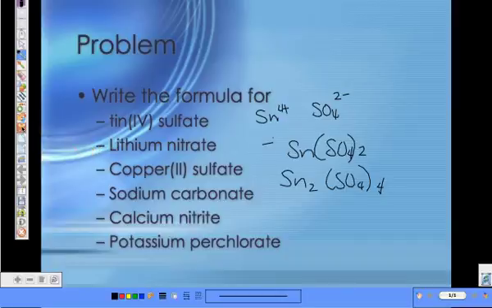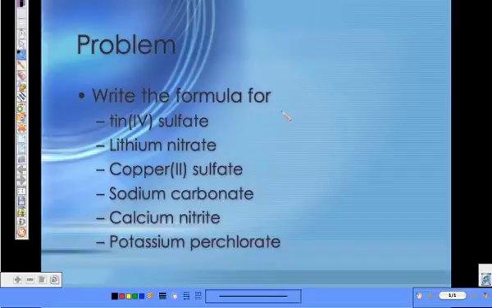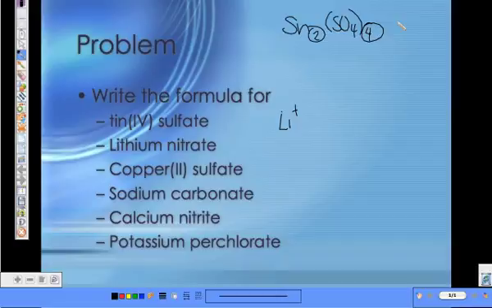Okay, how about lithium nitrate? Lithium. Take a step back here before I forget. If you do just cross charges, you would have written this down. And when you reduce it, you can't reduce this 4. This sulfate is not reducible. You're reducing just what you crossed over, and you just crossed over the 2 and the 4, so you would only reduce this 2 and the 4. You don't have to worry about reducing anything from the polyatomic ion.